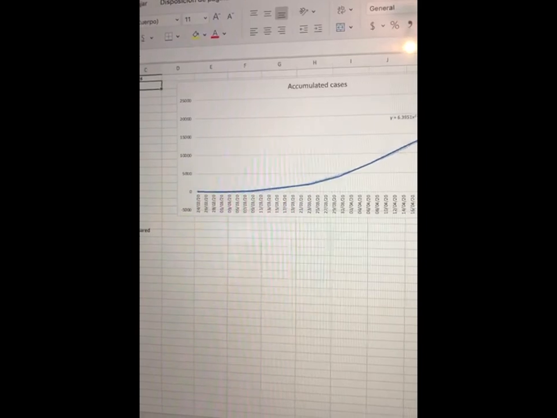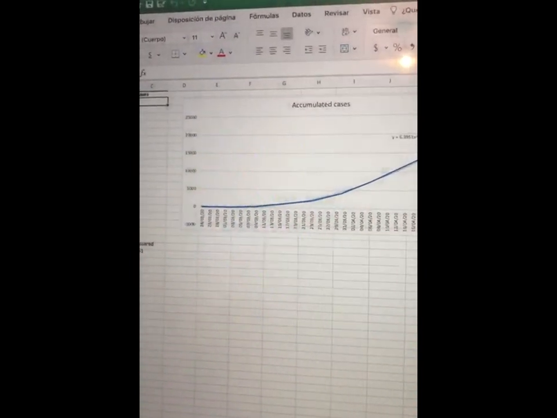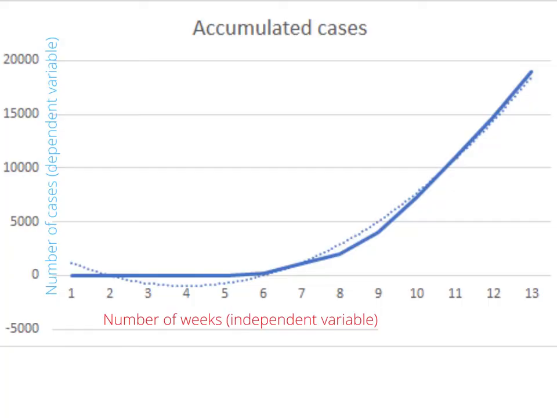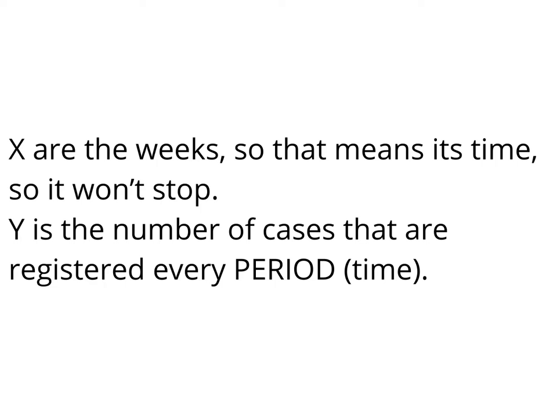Here the graph lets us know the number of cases after each Monday. It also tells us that the independent variable is the number of weeks and the dependent variable is the number of cases, since the number of cases increases with the passage of time. How does the value of the function depend on the independent variable?